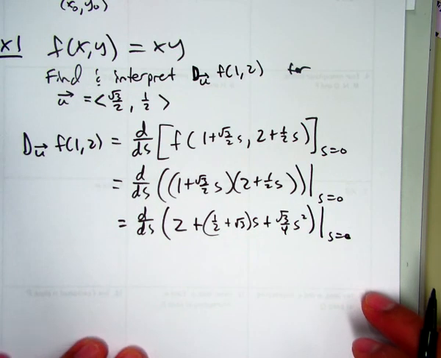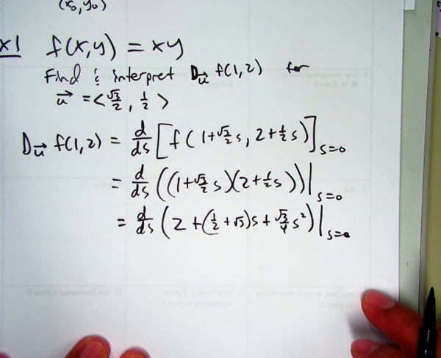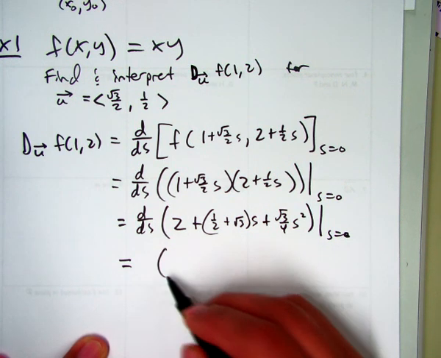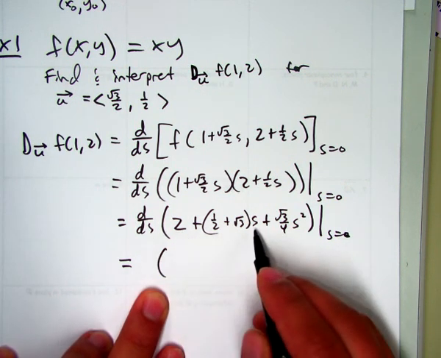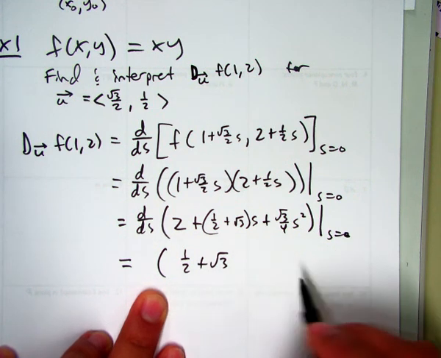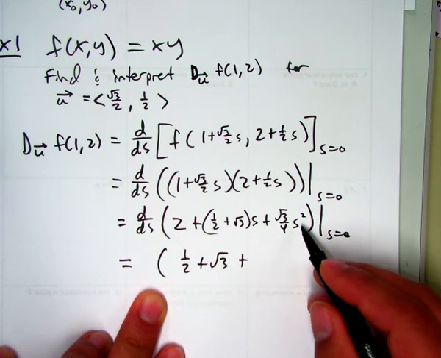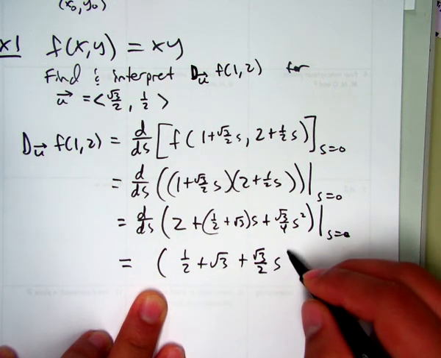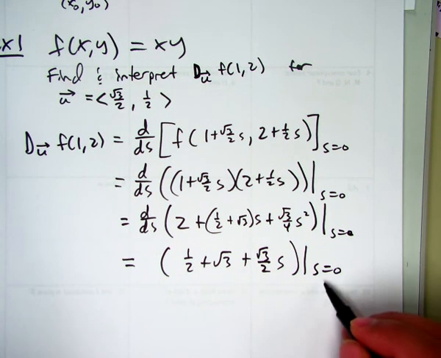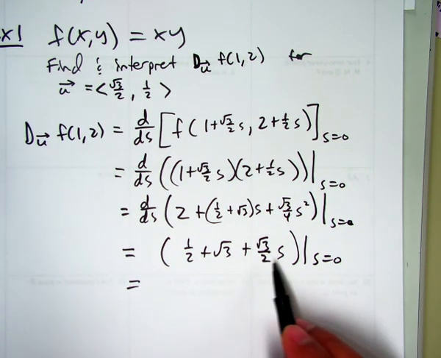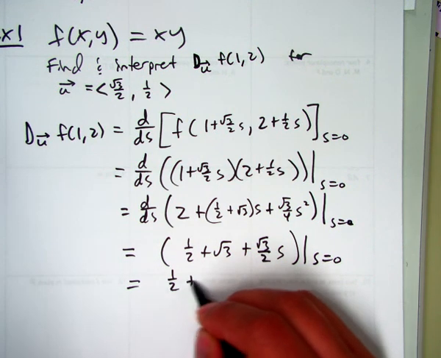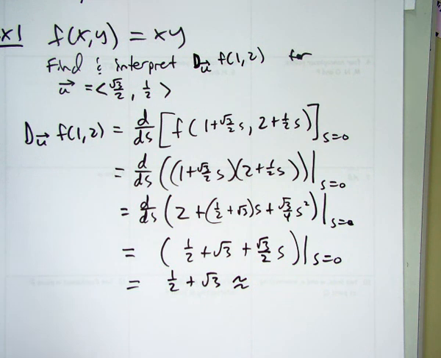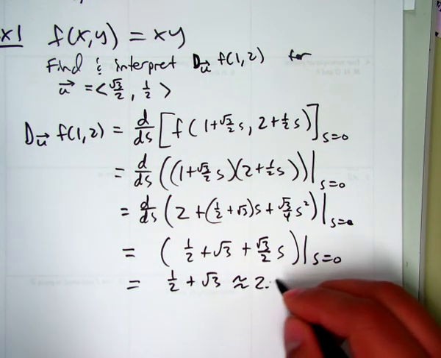So after you expand that, here's where we're at. We can take the derivative. With respect to s, the 2 goes away. With respect to s, we get 1/2 plus root 3. Plus, with respect to s, this is going to be root 3 over 2 s, evaluated when s is 0. And then now we plug in 0, so this last term goes away. Our exact rate of change is 1/2 plus root 3, which is approximately 0.5 plus 1.73, so 2.23.